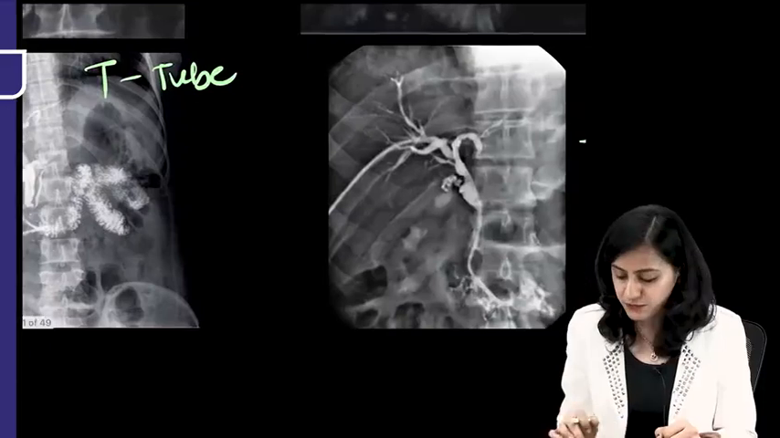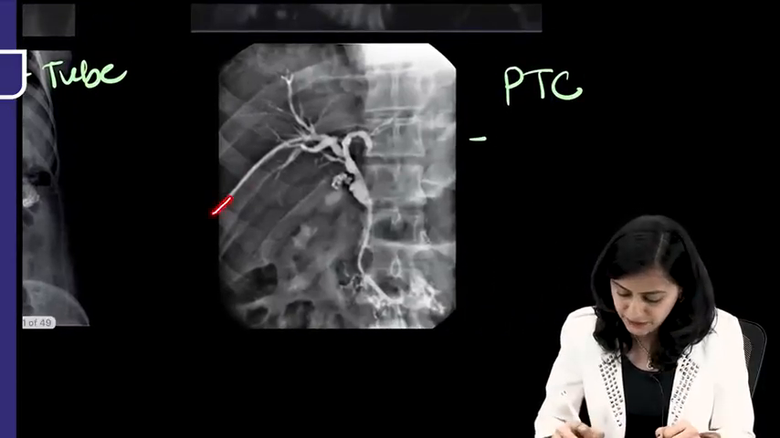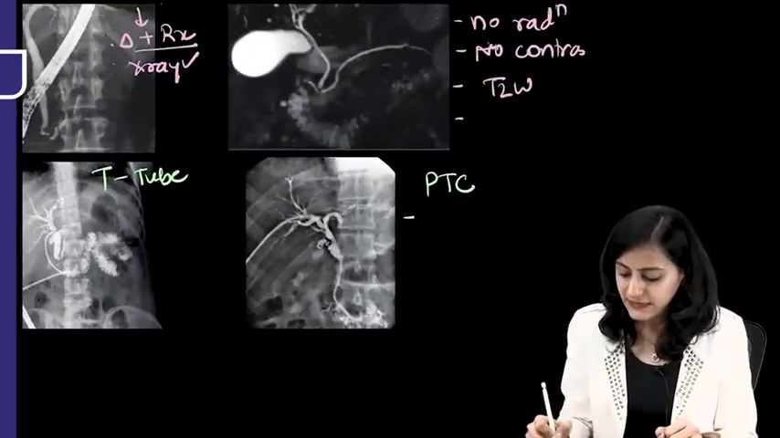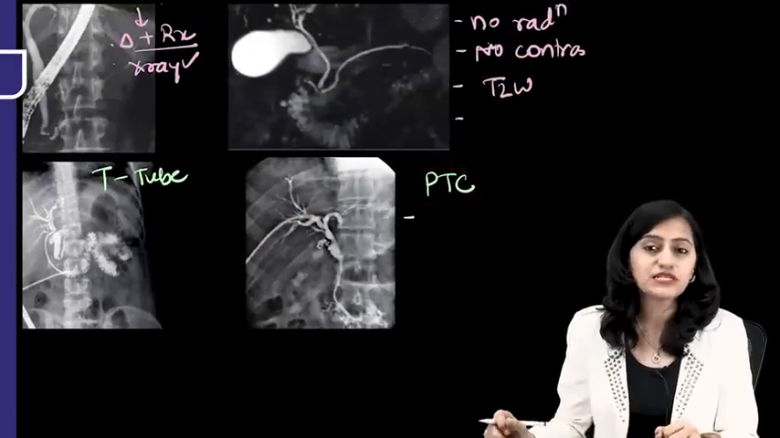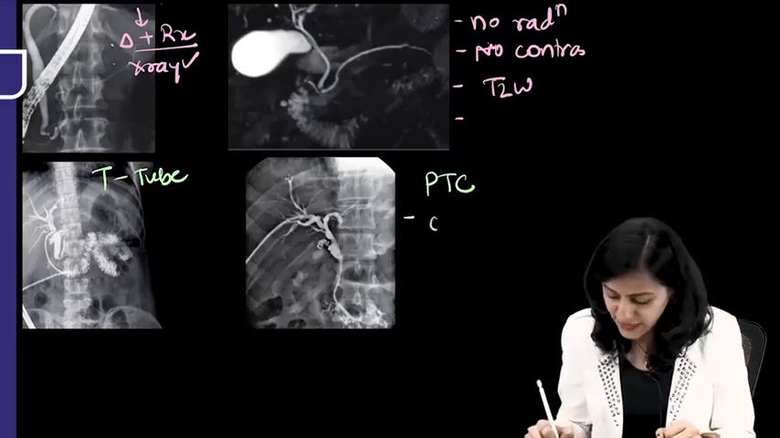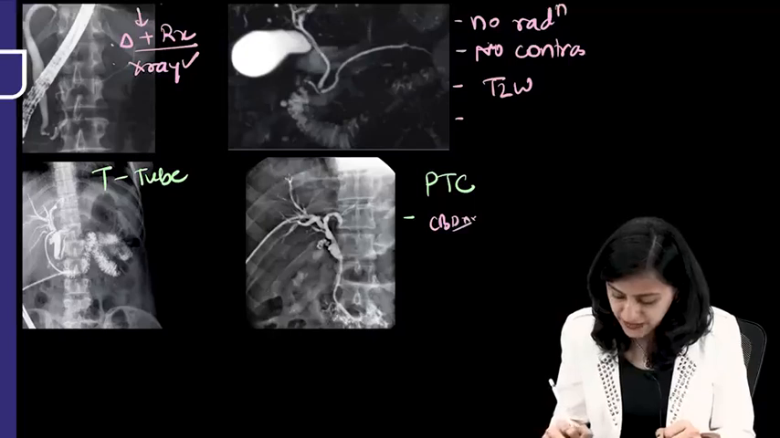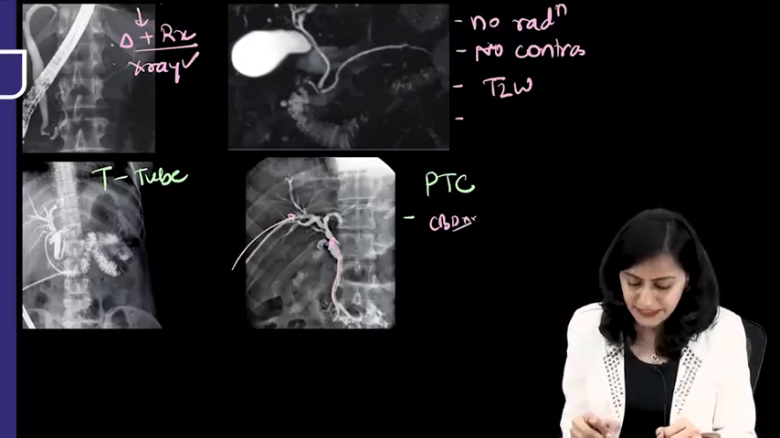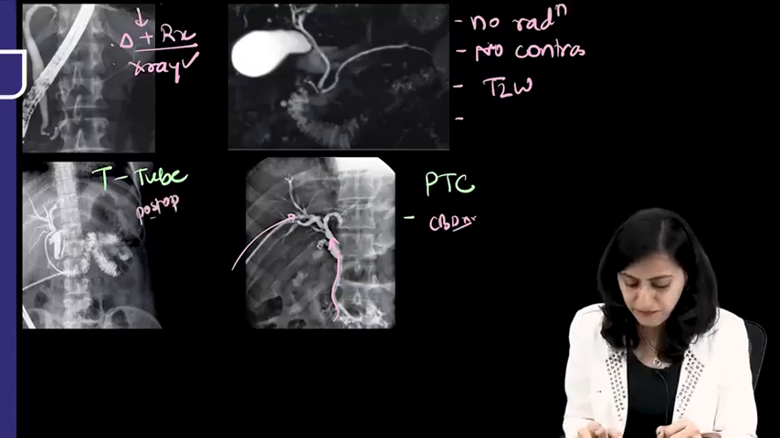So this is a T-tube cholangiogram, and this one where we see the tube coming into the intrahepatic biliary radicle, that is PTC, that is percutaneous transhepatic cholangiogram, which is done in cases of when the main CBD is obstructed. We cannot go via the main CBD, so we come via the peripheral radicle. T-tube is done in the post-operative period.